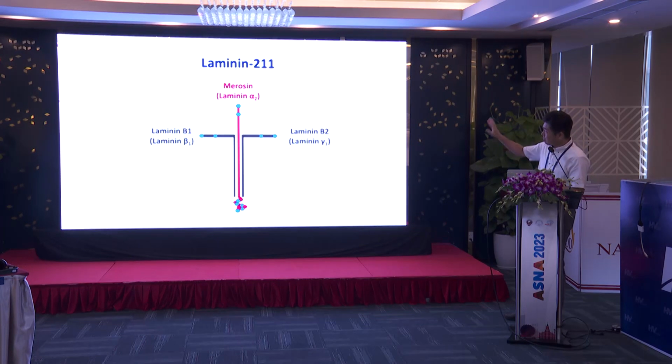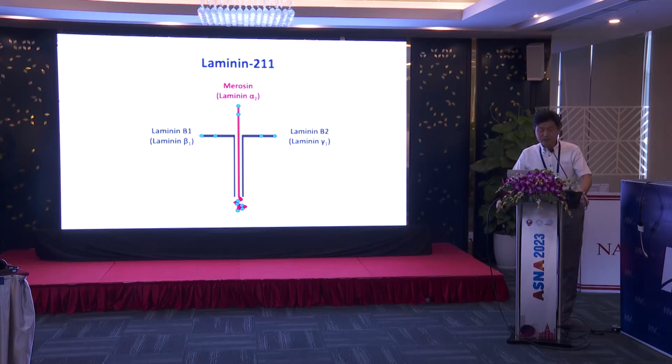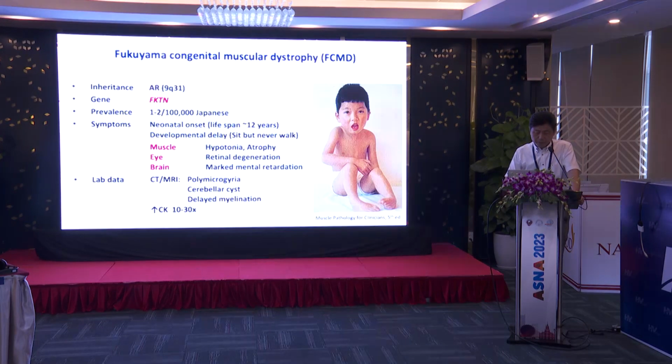But the name merosin is already outdated. So more precisely, this should be called LAMA2 related muscular dystrophy. And if you do a muscle biopsy, of course, you can make a diagnosis by the absence of merosin or laminin alpha 2. And the diagnosis may be easy.